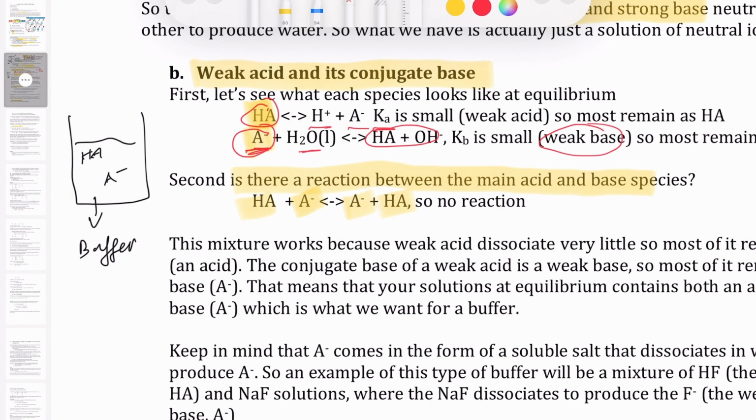Why? Because we have the two components that we're looking for that will help neutralize any additional acid and base. So if I add H plus to the solution, the A minus, which is the base, is going to be able to neutralize that incoming H plus. If I add OH minus to the solution, the HA that I have is going to be able to neutralize that incoming OH minus. So in other words, I have the two components I need in my solution that would neutralize any incoming acid or base.